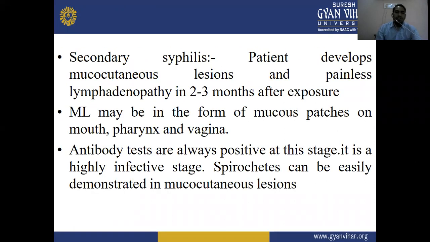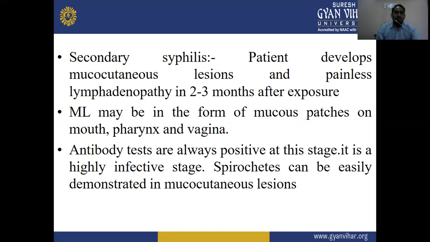Next one, secondary syphilis. The next stage is secondary syphilis. The patient develops mucocutaneous lesions and painless lymphadenopathy 2 to 3 months after exposure. Next one, lesions may be in the form of mucous patches on the mouth, pharynx, and vagina. Antibody tests are always positive at this stage, and it is a highly infective stage. Spirochetes can be easily demonstrated in mucocutaneous lesions.